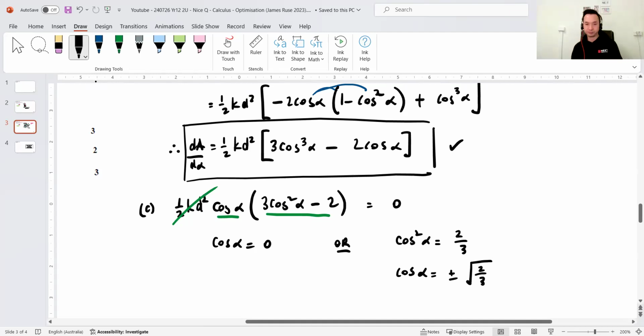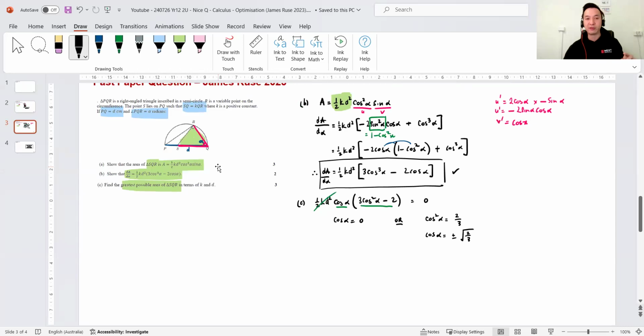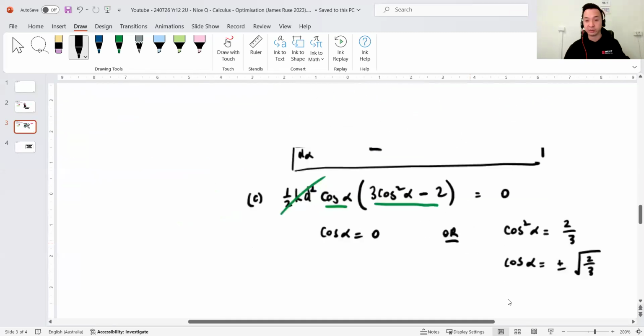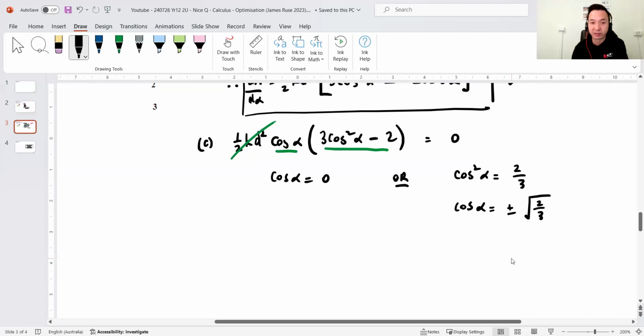Now, coming back to the diagram, right? The diagram has alpha within a right angle triangle. So alpha has to be bigger than 0 and smaller than 90, right? So that rules out a number of the 3 answers I got here: 0 and plus or minus root 2/3.